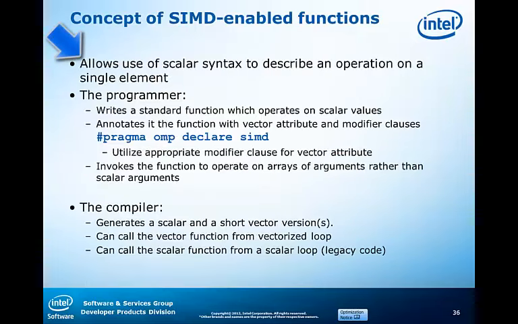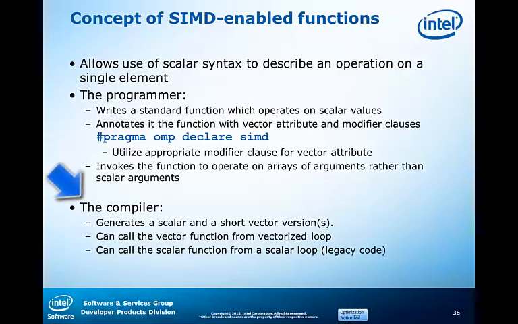SIMD-enabled functions allow the programmer to use scalar syntax to describe an operation on a single element, then apply that operation to arrays in parallel, utilizing both vector parallelism and core parallelism or threaded parallelism, similar to the CUDA OpenCL style kernel functions. The programmer's responsibility is to write standard C++ functions with a scalar syntax, then annotate them with #pragma omp declare simd, using one of the parallel syntax choices to invoke the function. Then you utilize appropriate modifier clauses for the vector attributes, and then you invoke the function to operate on arrays of arguments rather than scalar arguments.